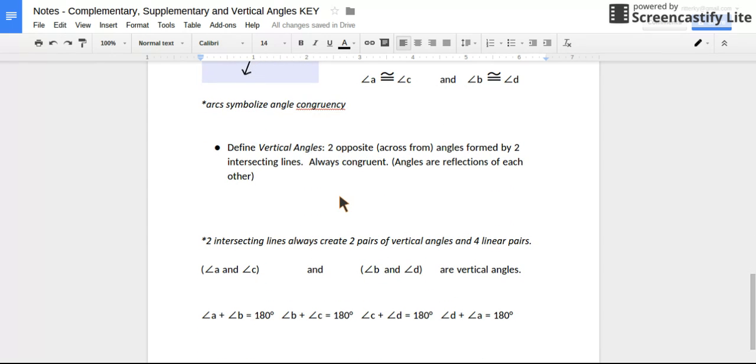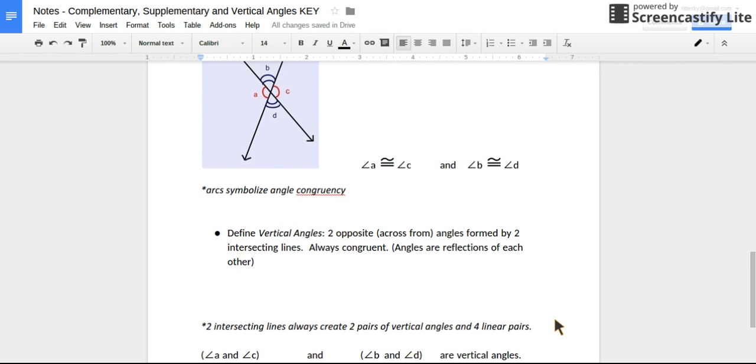And so you can describe it using that picture. Angles A and C are vertical. Angles B and D are also vertical. They're equal angle measures. They're congruent. And then our 4 resulting pairs that have a supplementary relationship. These are each a linear pair.